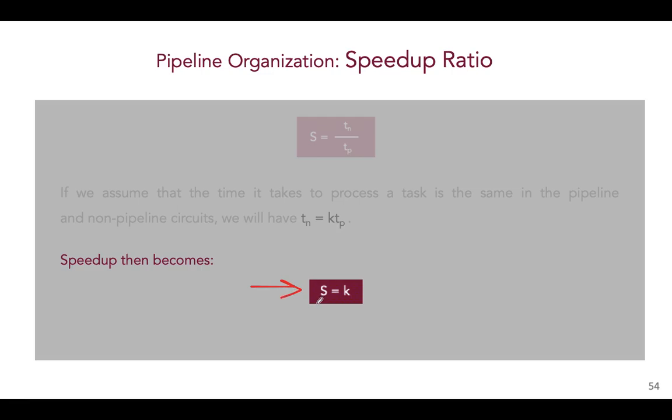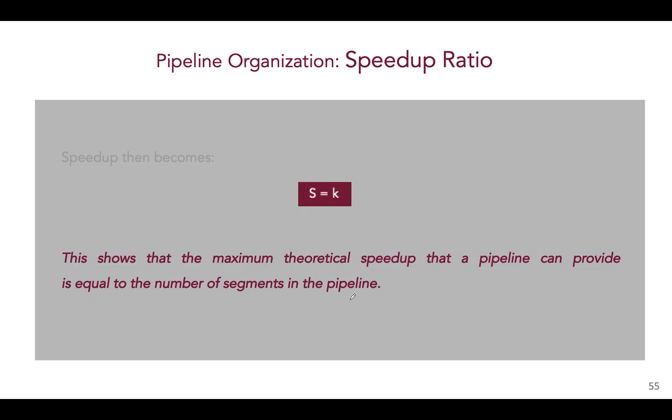Speed up ratio is simply the number of segments in a pipeline, and this result is very important. The implication of this result, that speed up is the same as the number of segments in a pipeline, is an important result. This shows that the maximum theoretical speed up that a pipeline can provide, the maximum value of S that we can hope to achieve in a pipeline, is equal to the number of segments in the pipeline.